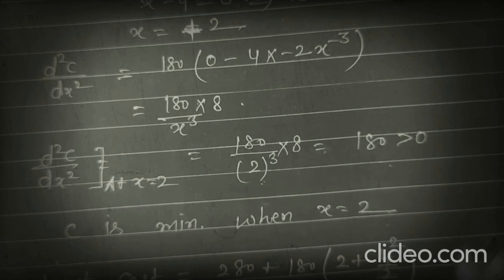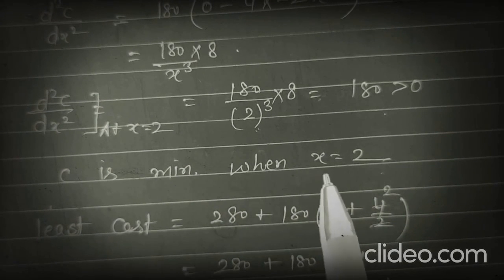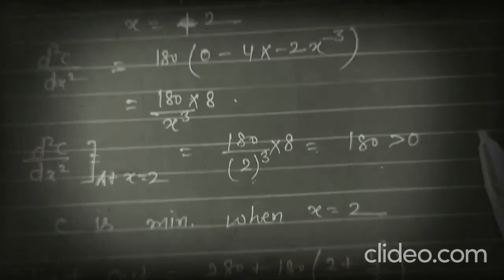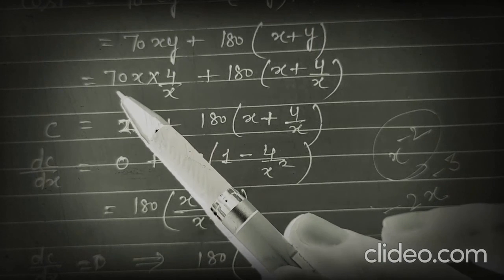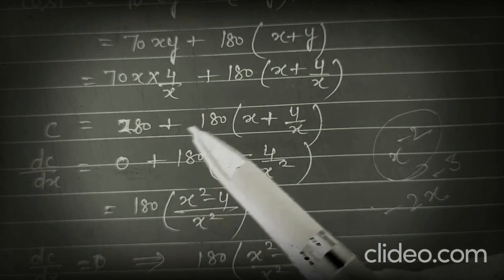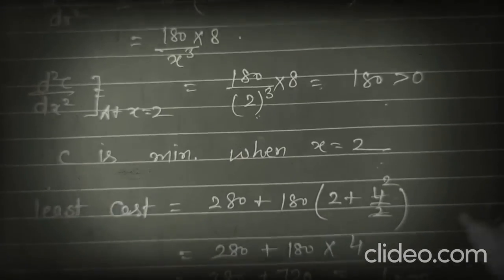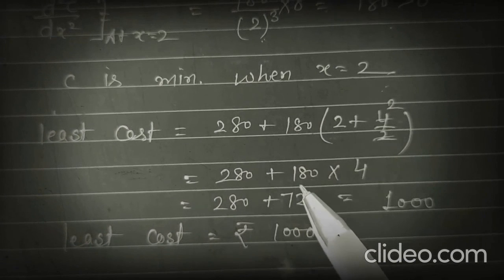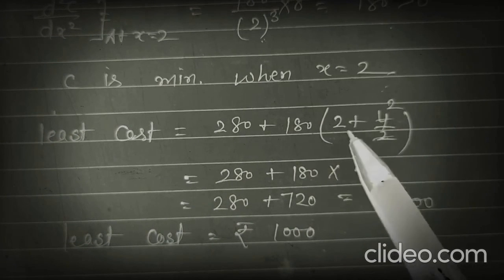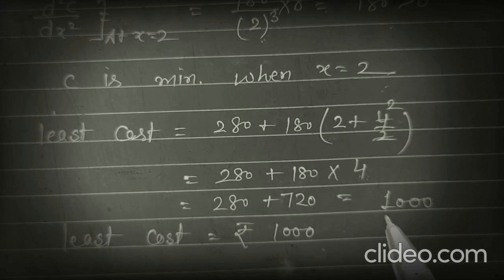And we have to find the minimum cost, the least cost. So what will be the least cost? We have to put x equal to 2 in the cost function. It will be 280 plus 180 into (2 plus 4 upon 2). At the place of x we put 2, so we get 280 plus 180 into (2 plus 2), which is 180 into 4. So we get 1000 rupees. The least cost is 1000 rupees.